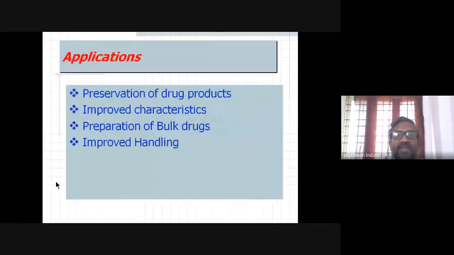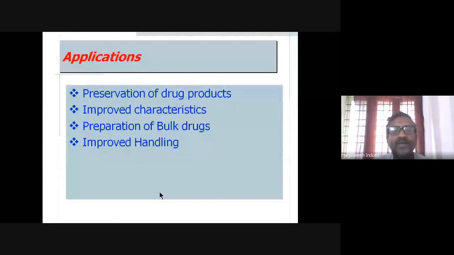Where do you apply this? Why do you want to use this? So I have already told you it is very much important in our pharmaceutical industry when you are doing it to preserve, because most of the solids when they are wet, they tend to degrade. So if you want to preserve them, you need to dry them. That is one aspect you need to understand, the first application.